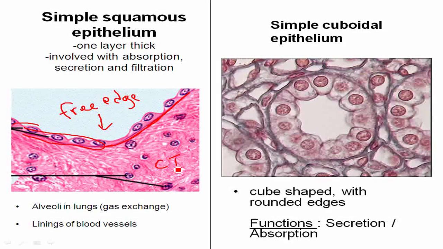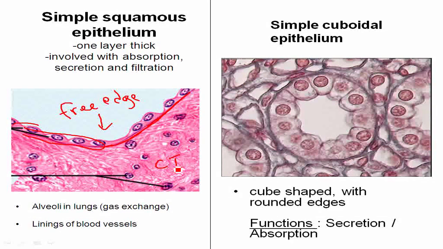So simple squamous epithelium is usually found in places where you want to get easy diffusion. It's very thin, so it's going to allow gas exchange to take place in the lungs. It's going to also be found inside of all those tiny little blood vessels.